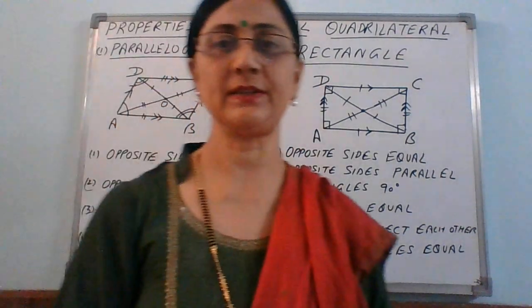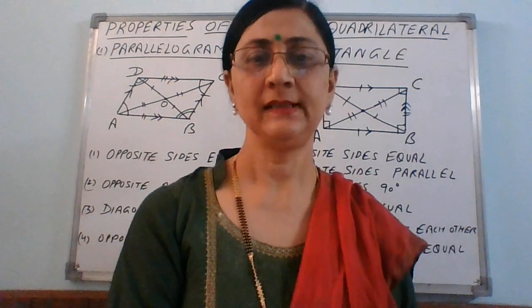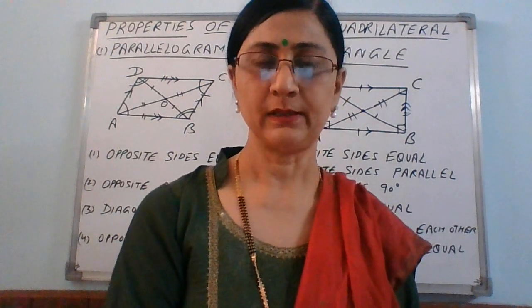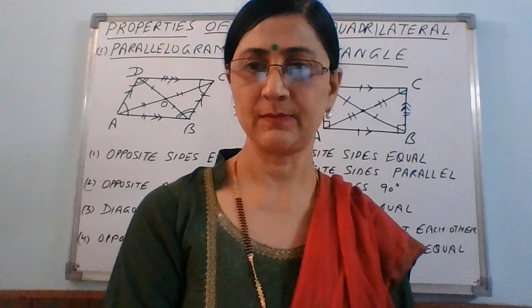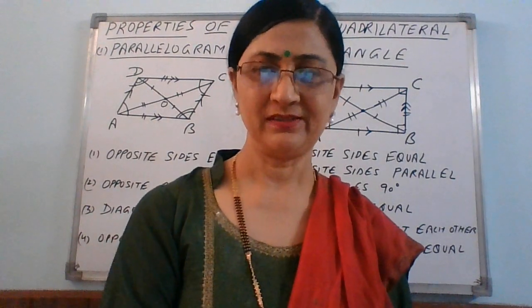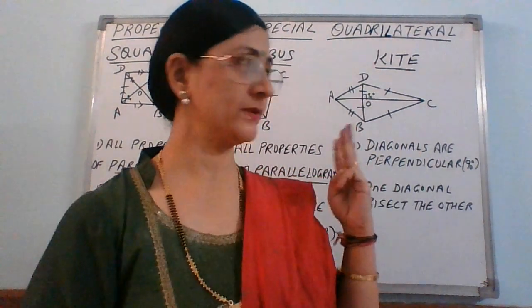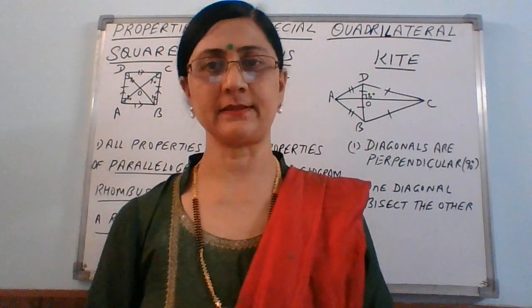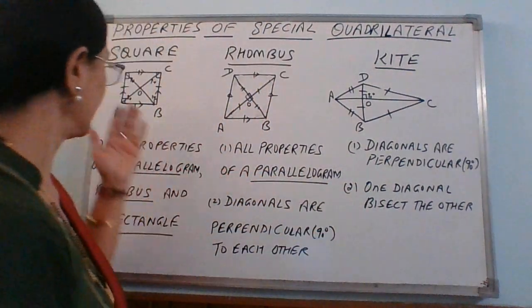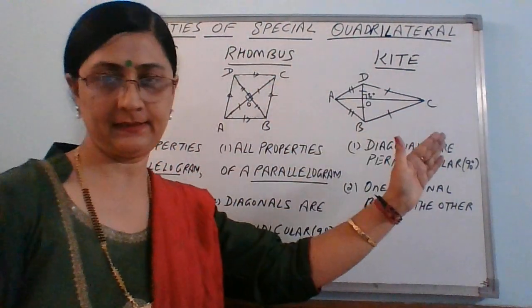I hope the properties of parallelograms and rectangle are clear, right? Now I'll write the other properties, other special quadrilaterals, children. Okay children, now 3 more special quadrilaterals are left. Let us discuss the properties of these. Now square, rhombus and kite, right?